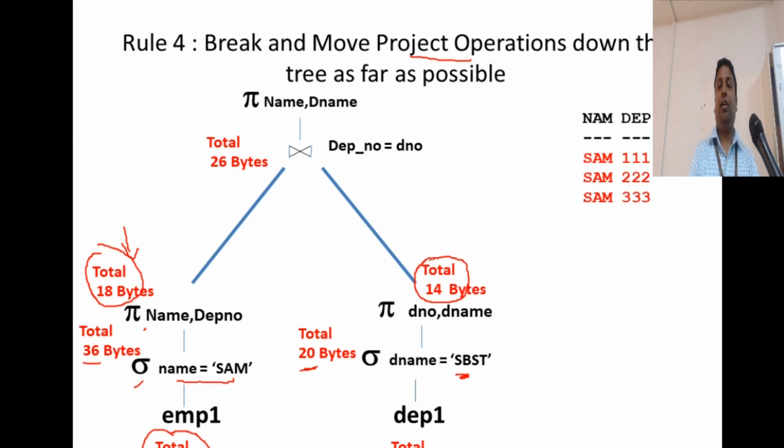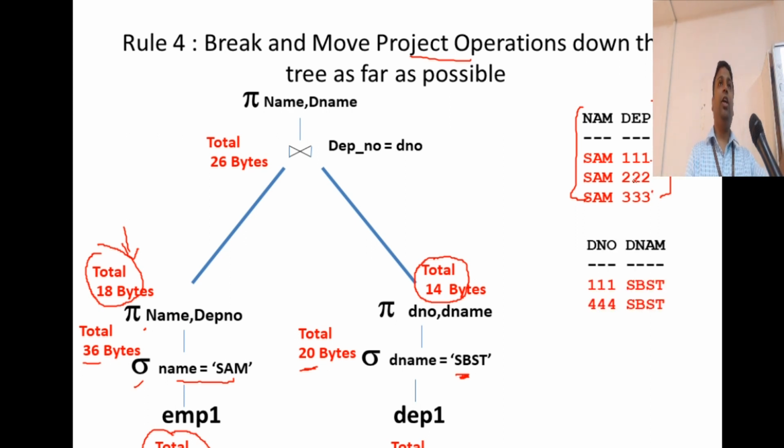I will show you the result. So this is what happens to the employee table. Leave out designation and ID and you have only records for SAM. So you have 18 bytes, 3 into 6, 18. Likewise for the department table, you leave out the department location and you filter only records for SPST. So you are going to get 2 records, each of 7 bytes. So you are going to get 14 bytes accessed from the disk.